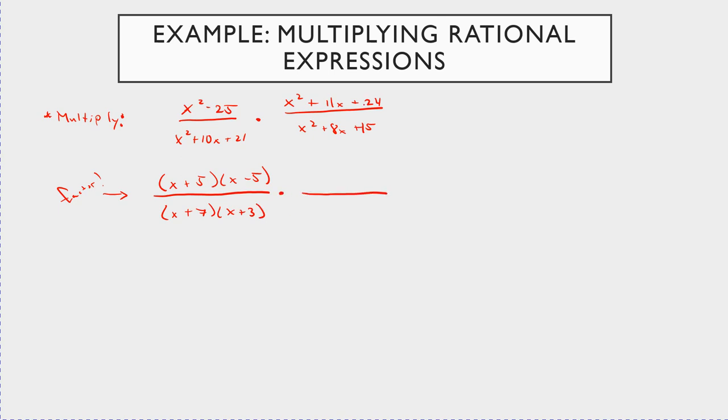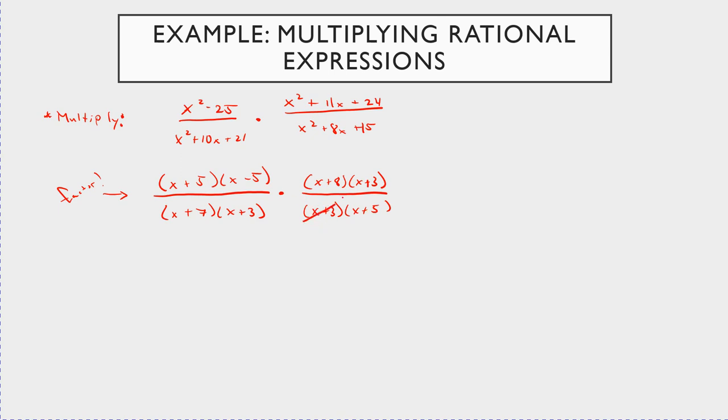All right, what two numbers multiply to 24 and sum to 11? I think that's 8 and 3. So it's going to be x plus 8 times x plus 3. Sorry, I don't know why I said minus 3 there. And then what two numbers multiply to 15 and sum to 8? That's 5 and 3. So that's x plus 3 times x plus 5. All right, so now let's start canceling stuff out.